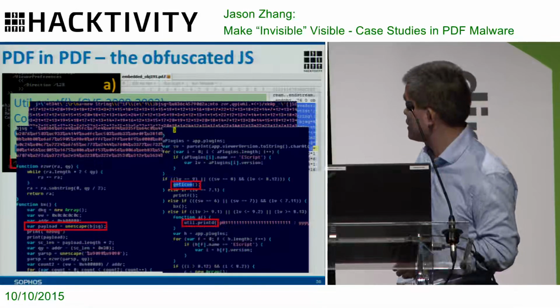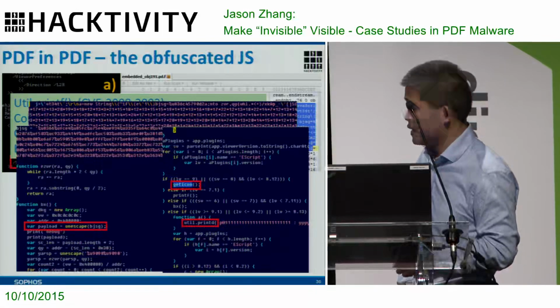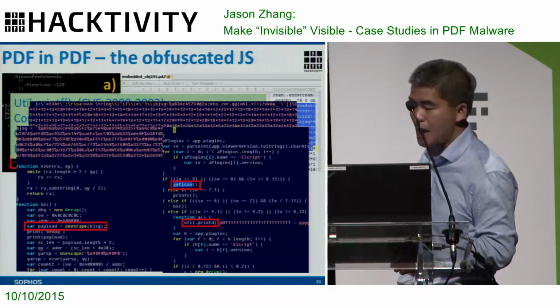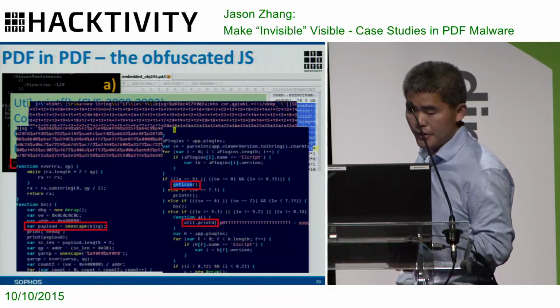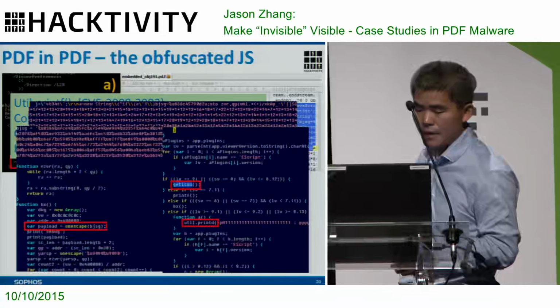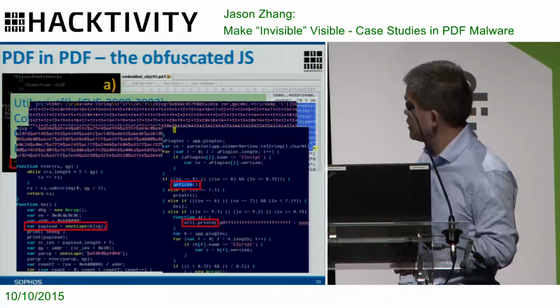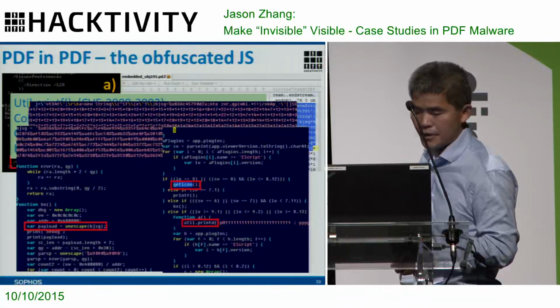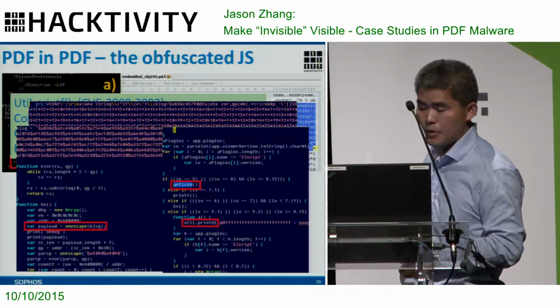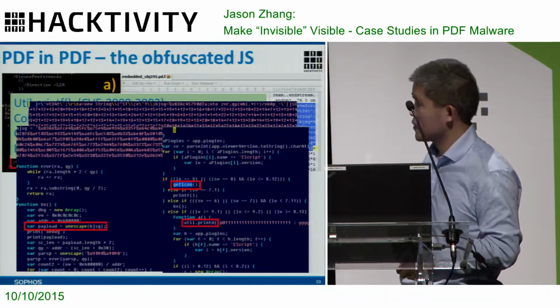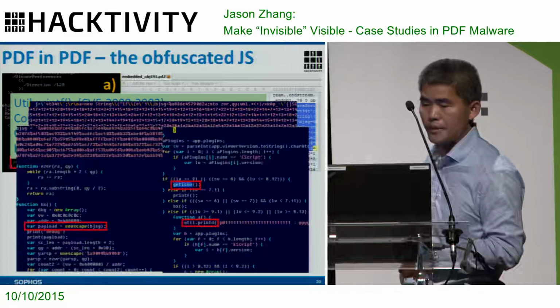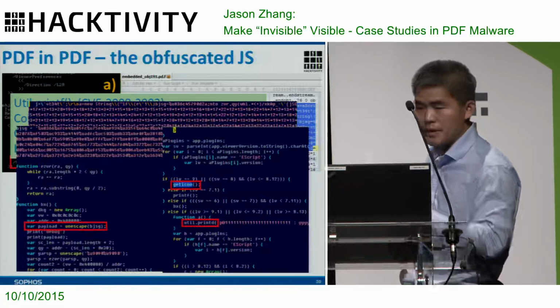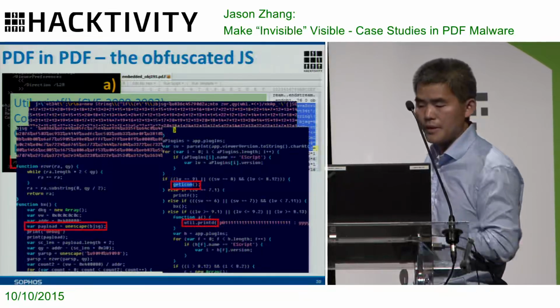You can see that here in this case, it will check if the version is version 9 or other versions. It will call this function getIcon. And here it will check other versions. If the version is greater than 9.1 or other versions, it will trigger this util.printf, which just tries to print some huge numbers to trigger the vulnerability.